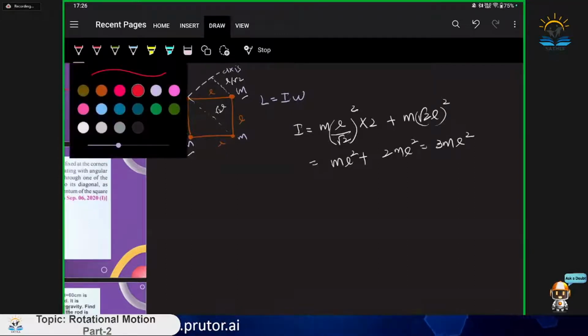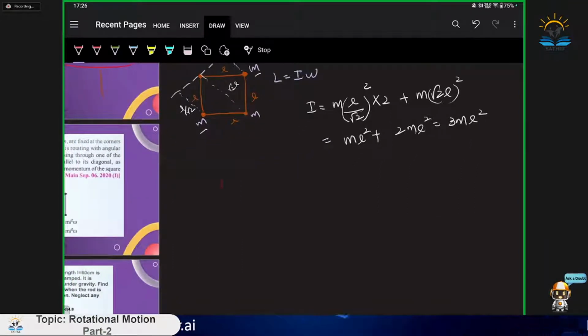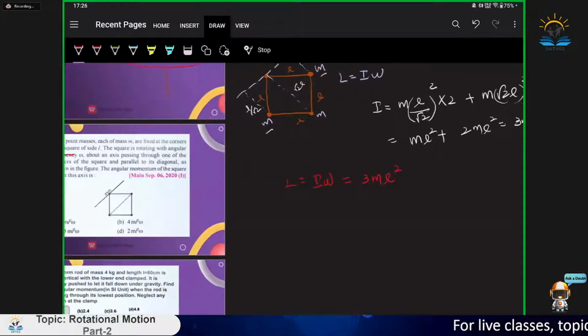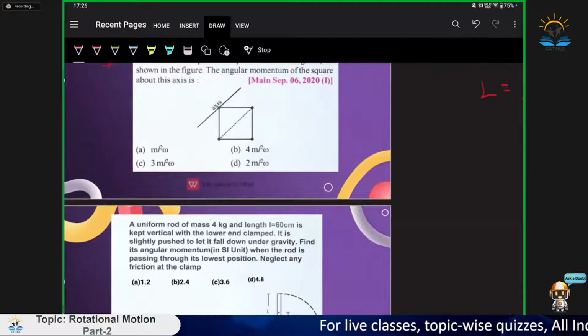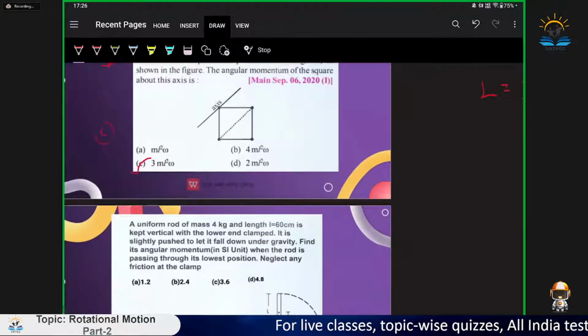So we got the moment of inertia. What you have to find is the angular momentum. The angular momentum equation is I omega. We know I is 3mL square, and omega is given in the question. So the answer will be 3mL square omega. So option C is the correct answer. See, very simple question, right?